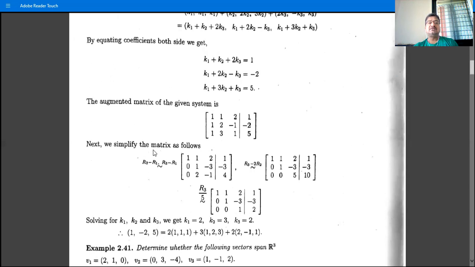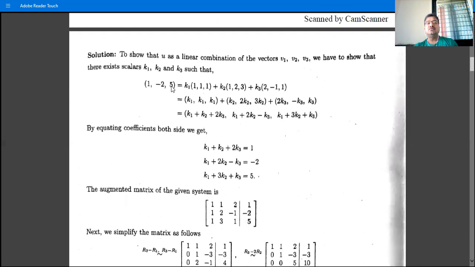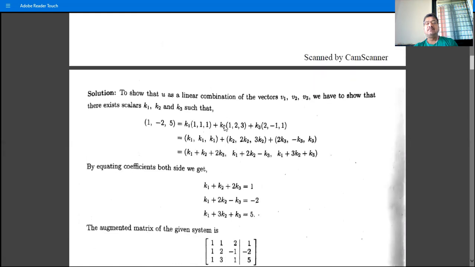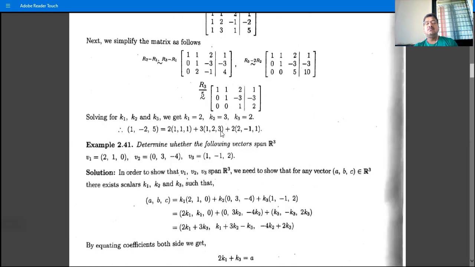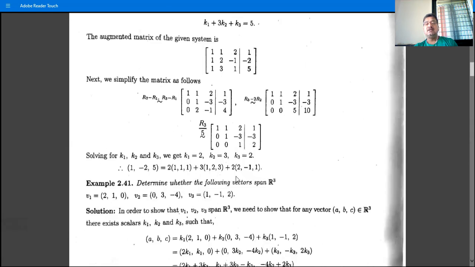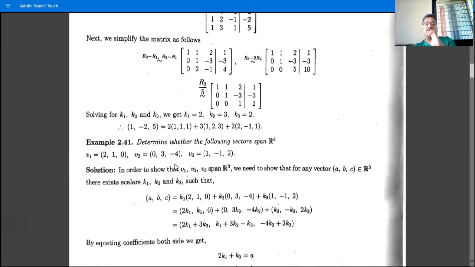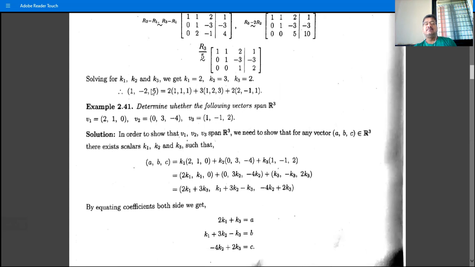And then we write this U bar (1, -2, 5) is equal to K1 times (1, 1, 1), plus K2 times (1, 2, 3), and K3 times (2, -1, 1). So what is this expression? This vector is a linear combination of these 3 vectors: (1, 1, 1), (1, 2, 3), and (2, -1, 1). And these are the scalars 2, 3, and 2, K1, K2, K3.